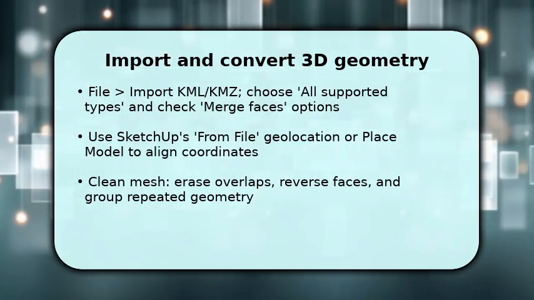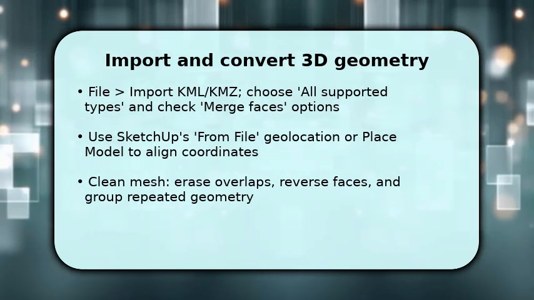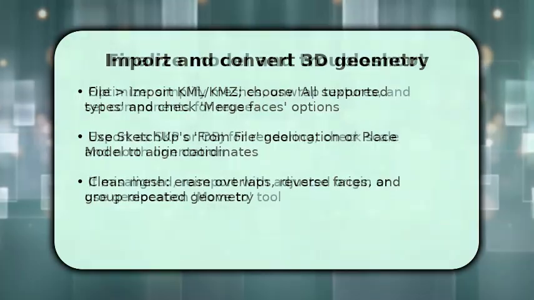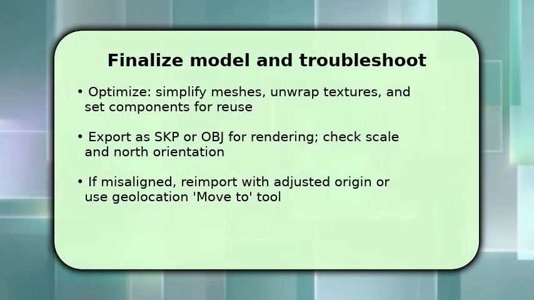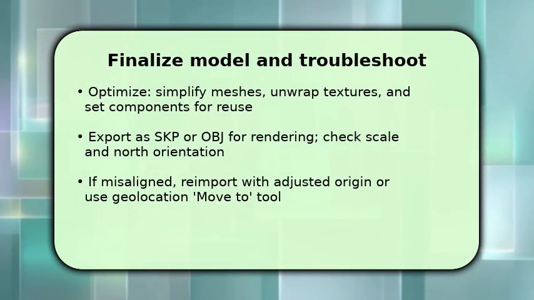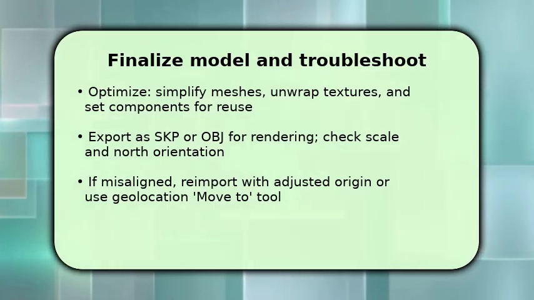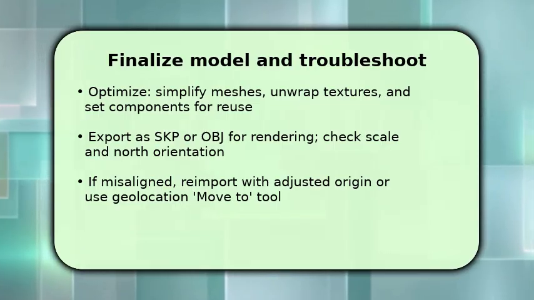While doing this, you finish by cleaning up and optimizing. Reduce polygon counts on facades, correct UVs if textures stretch, and convert repeated buildings into components for performance. Once satisfied, verify real-world scale and north orientation, then export as SKP or OBJ depending on your workflow.